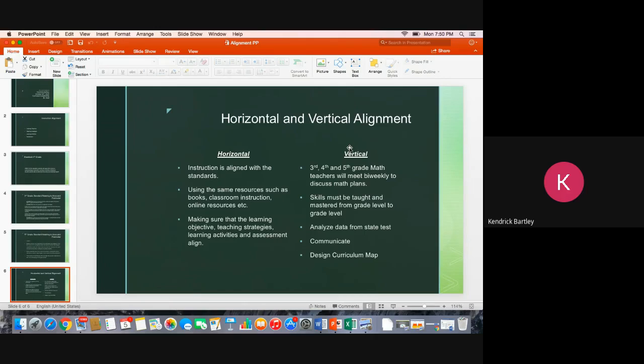I know that area and perimeter is a little bit of a weakness in some of our grade levels. So I would really target my third, fourth, and fifth grade math teachers, and I would meet with them bi-weekly. And I would want to know, what are you teaching? How are you teaching it? How is the child receiving your instruction?